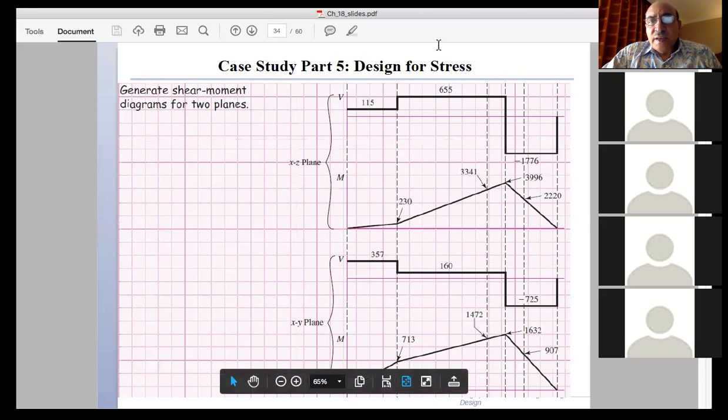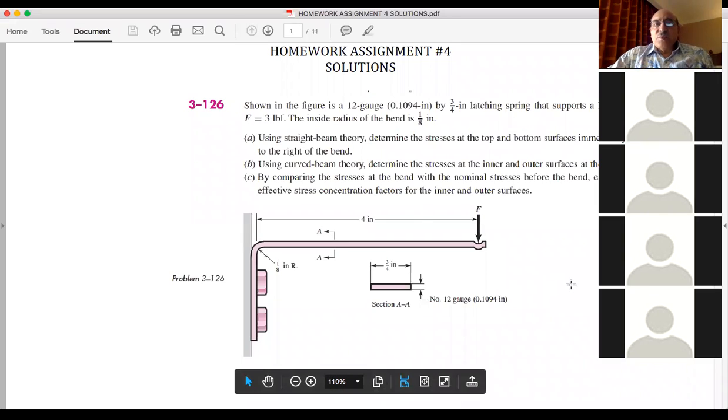So now I'm going to switch gears to talk about the midterm and some of the homework assignments that we have. So if we take, let's say, homework assignment number 4, just a few comments on homework assignment number 4. So let me share the screen again. So we have homework assignment number 4.